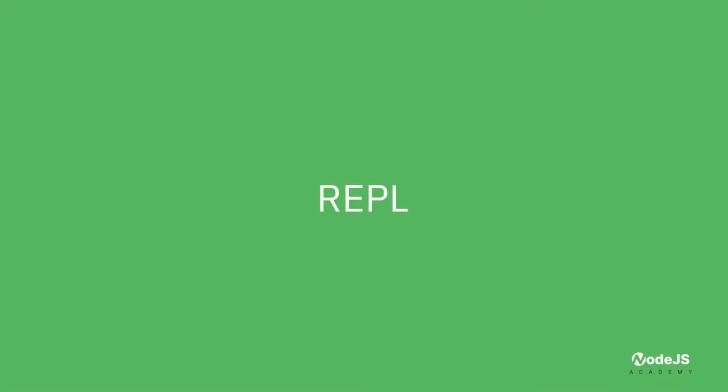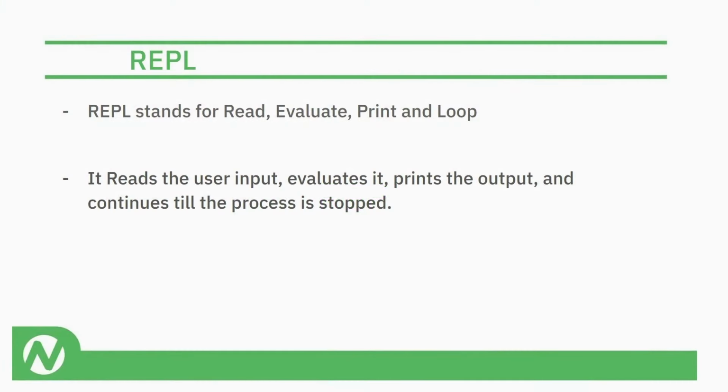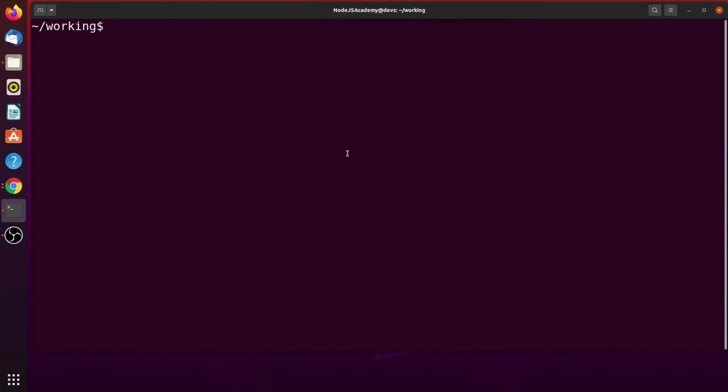REPL stands for Read, Evaluate, Print, and Loop. It reads user input, evaluates it, prints the output, and continues till the process is stopped. To understand it better, let us open a command prompt or a terminal based on your operating system. Type node, and now we have entered the REPL environment. Here, we can execute Node.js code.